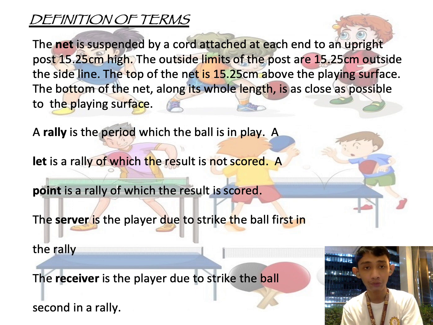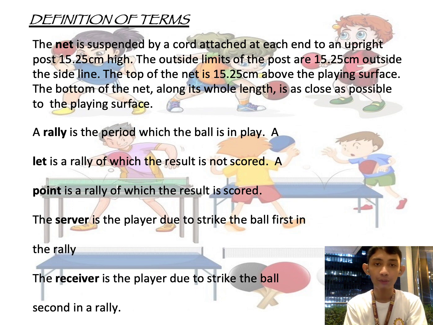Definition of terms. The net is suspended by a cord attached at each end to an upright post, 15.25 centimeters high. The outside limits of the post are 15.25 centimeters outside the sideline. The top of the net is 15.25 centimeters above the playing surface. The bottom of the net, along its whole length, is as close as possible to the playing surface.